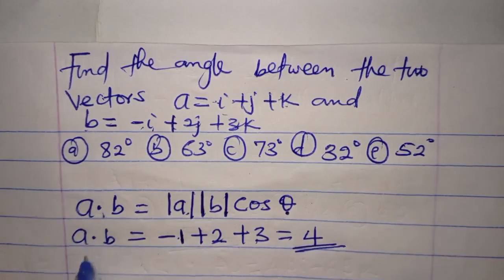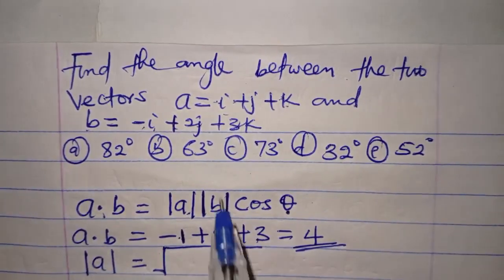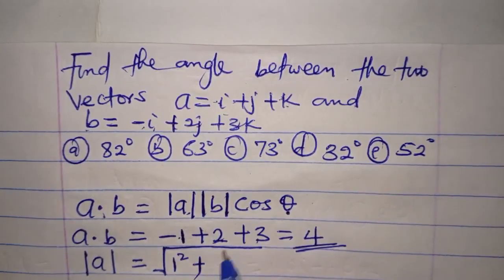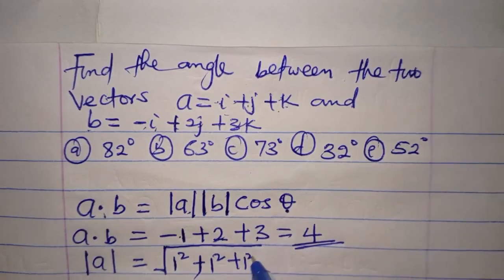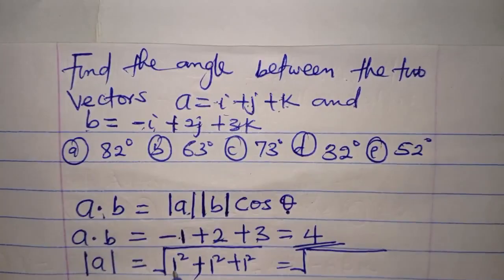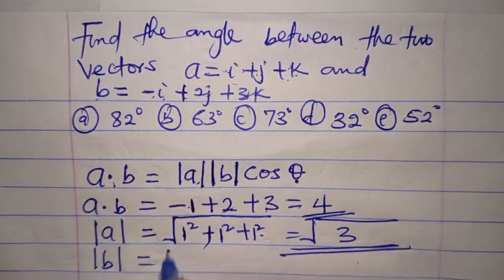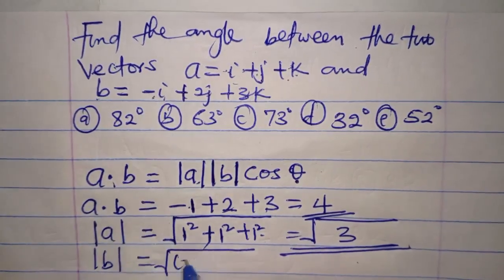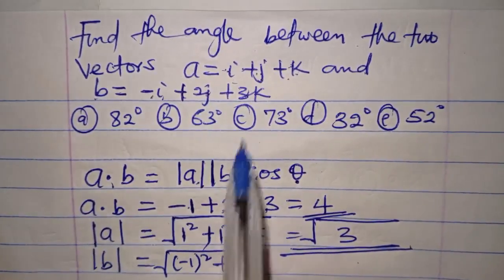Now, what is the modulus of a? It is the square root of the coefficient of i here is 1, so 1 squared, plus of j here is still 1, 1 squared, of k there is 1, 1 squared. So that one is actually 1 plus 1 plus 1, that's 3. Root 3 is the modulus of a. What is the modulus of b? In similar fashion, minus 1, which is the coefficient of i here, square it, plus 2 squared, right, plus 3 squared.